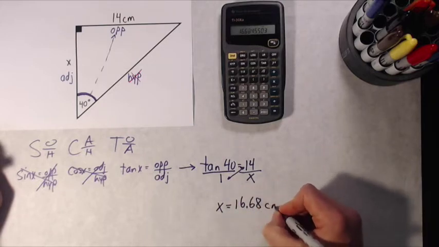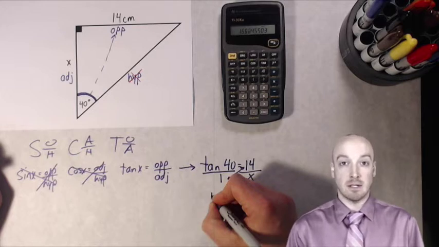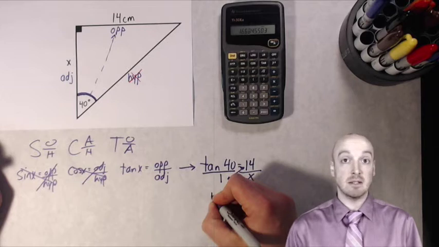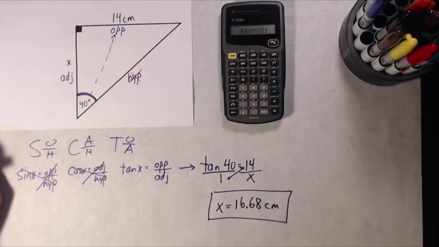16.68 centimeters. Now watch out, because every calculator is different. Mine wanted me to push 40 and then the tan button to get that ratio. Some calculators have you push tan and then 40 for the angle. So be careful and practice on yours to figure out what order you have to push the buttons in. And that's the answer I was looking for.